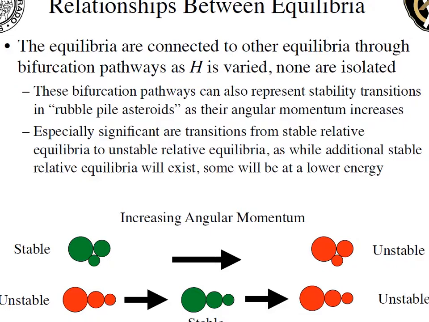What are especially significant are these transitions from a stable relative equilibrium to an unstable relative equilibrium. Because even though a stable relative equilibrium may disappear, there will always be some other stable relative equilibrium for the system that it can evolve into, but that will always be at a lower energy. The two transitions that are most interesting are the transitions from a stable resting configuration, and then under increasing angular momentum, you have an unstable system eventually. It spins so fast that it must start moving apart.